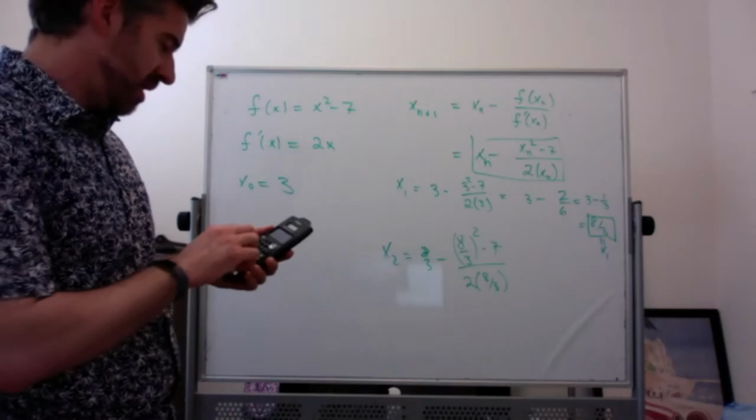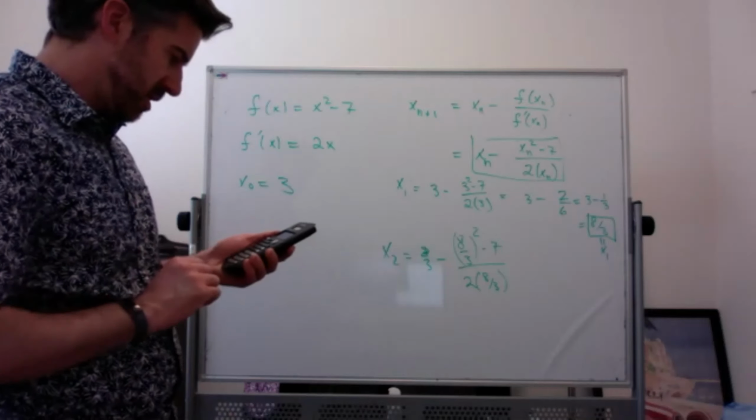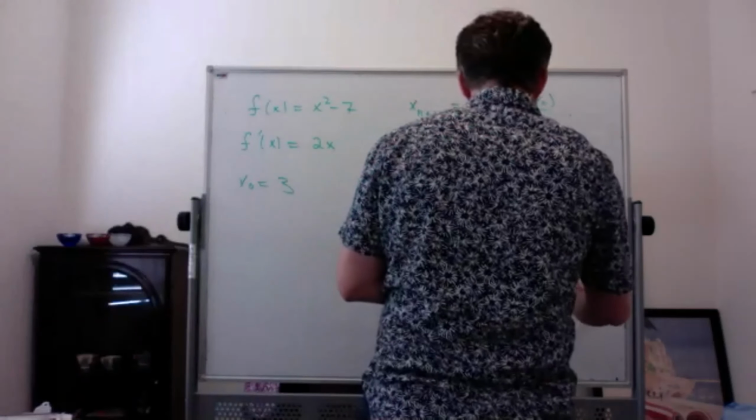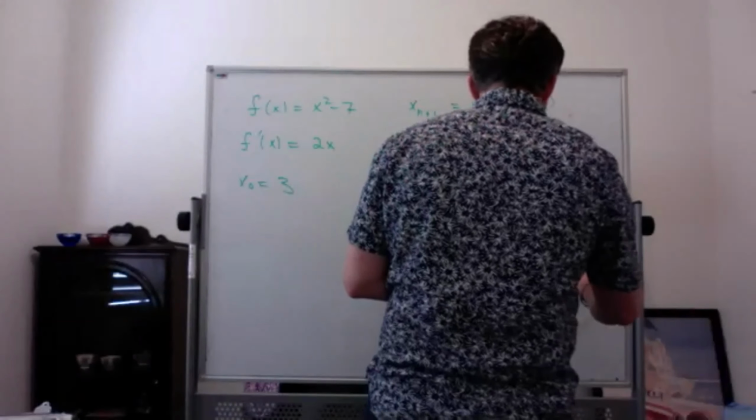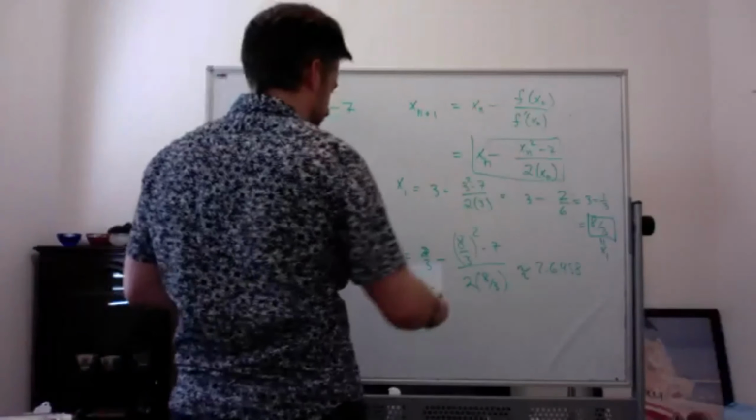And then 8/3 minus that. I got 2.6458. And then you have to do that again, right? So then you plug that number back into this formula to get the third.